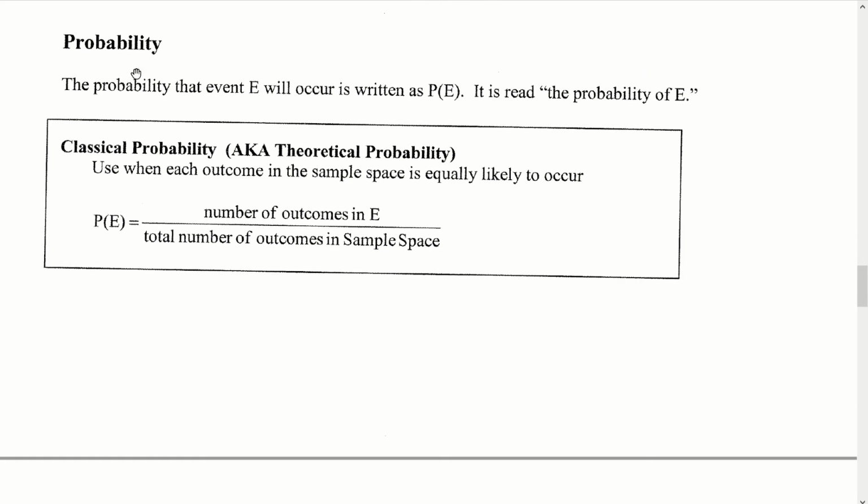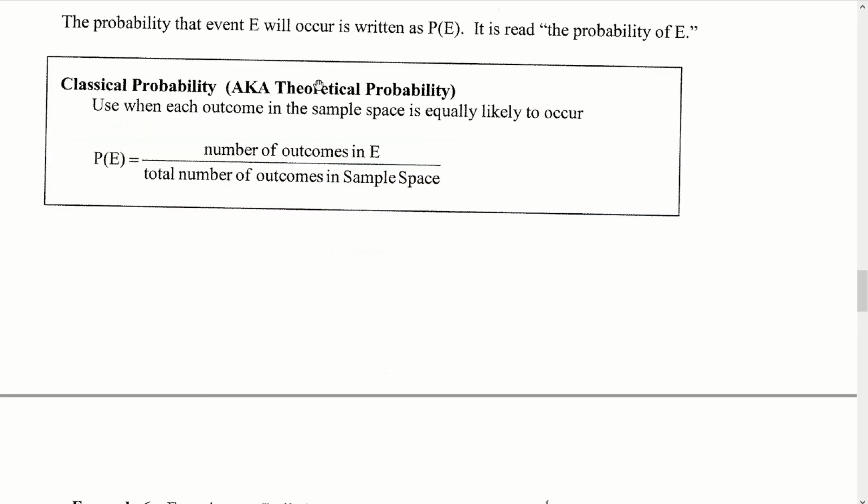The next thing we're going to come to, and this is very important, is the classical or theoretical model of probability. It's very important that throughout the remainder of the section, you're able to distinguish between E, which is an event, versus P of E, which is the probability of E, that is a numerical measure of the likelihood that E will occur.